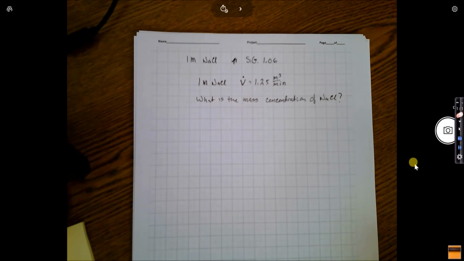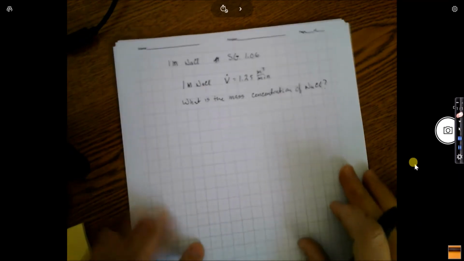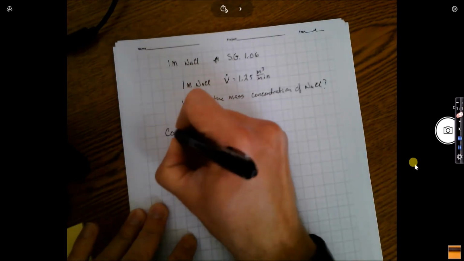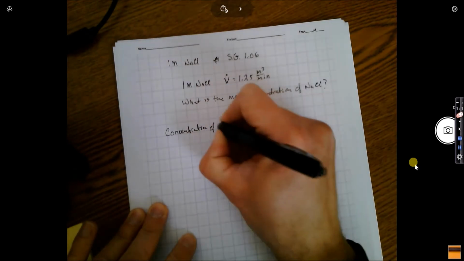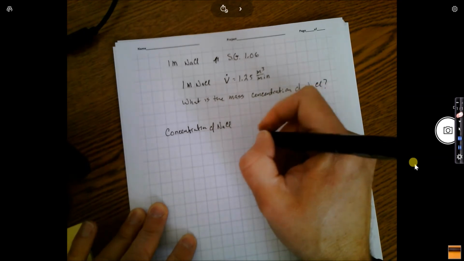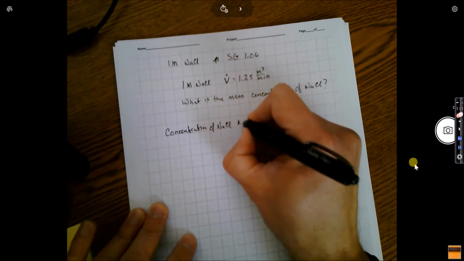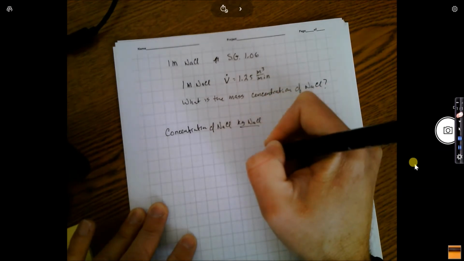So we probably want to start with figuring this out. I'm pausing too much, I think. We want to know the concentration of sodium chloride in terms of kilograms per cubic meter.